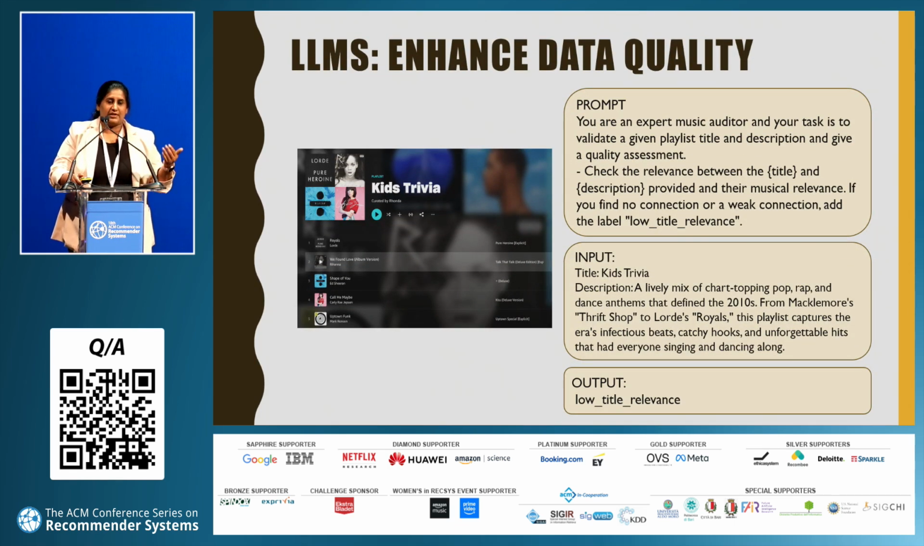And data quality is the other aspect that I want to talk about. We have many examples in the community playlists where the playlist has a different title compared to the content that is within, and we would want to be able to detect this before we index it as a good playlist. So in this example, given that the title is Kids Trivia and the description says pop, rap, and dance anthems from 2010s, the LLM is able to say that the title relevance is low.